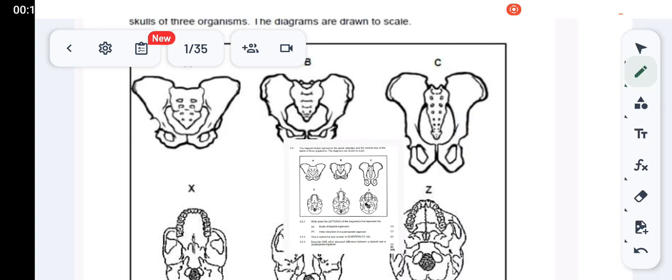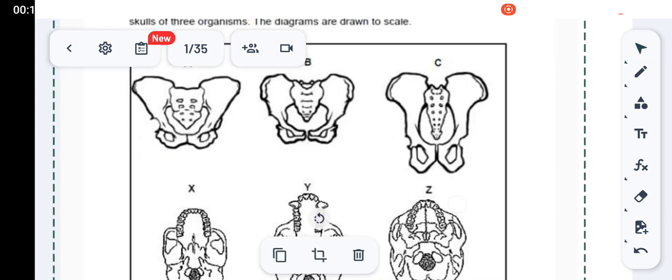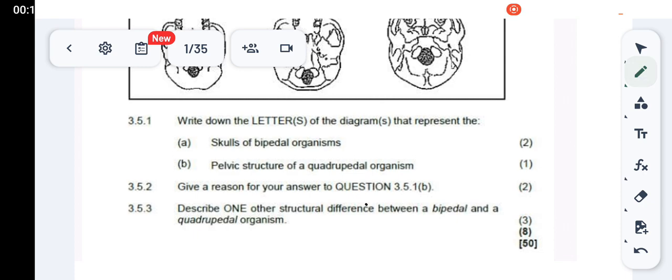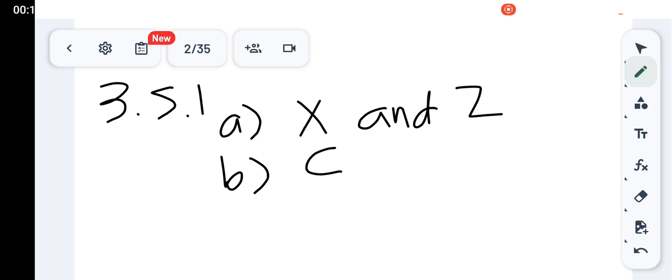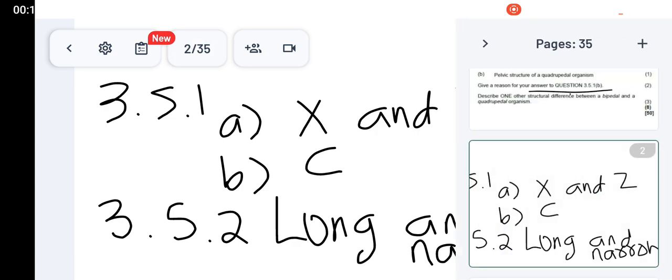Then, all right, let me remove this. Then 3.5.2 is saying, give a reason for your answer to question 3.5.1. Why are you saying C is the pelvic structure of a quadrupedal organism? Because at C we see the diagram that is long and narrow. So the pelvic structure is long and narrow. So you are basically describing what the pelvic structure of a quadrupedal organism is like.